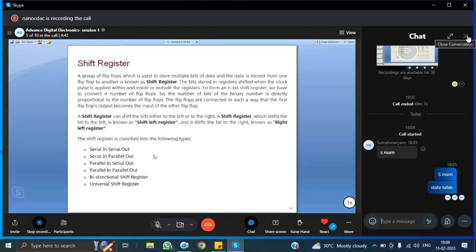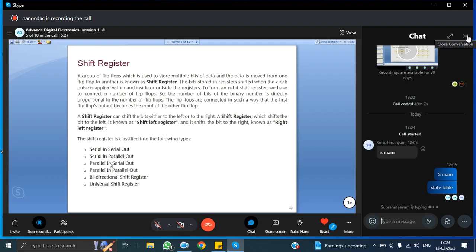Here we have different types of shift registers. The basic classification is right and left shift registers. Then there are serial in, serial out, where the input is serial and the output is serial, bit by bit. Serial in, parallel out means serially, one by one, we give inputs, one input for each clock cycle, but the output is parallel. For a 4-bit shift register, in 4 cycles we give 4 inputs, and the output comes at a time.